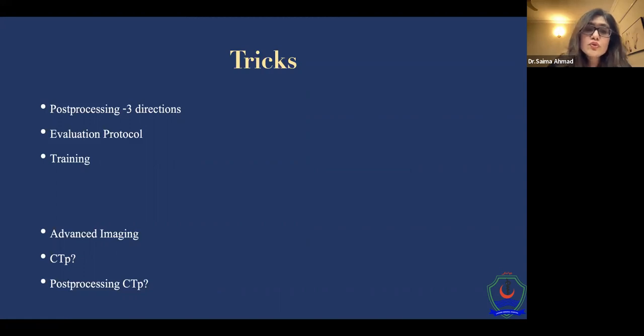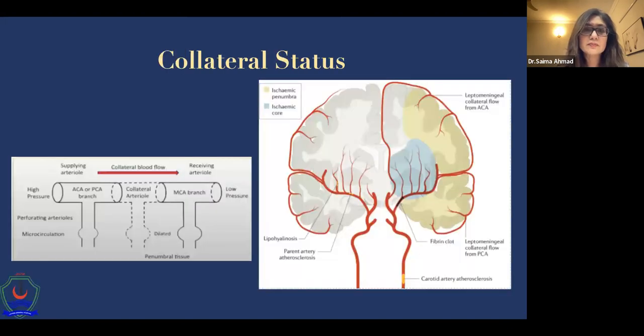Then evaluation of the protocol is necessary. You should know your protocol all of the time, and the training of your staff, the training of your fellows, and the training of your own self is also very important. As far as advanced imaging is concerned, one of the advantages of doing the CTP earlier than the CTA is that you can obtain the CTA from the data set of the CTP. But of course, there is additional cost and additional time needed in all this.